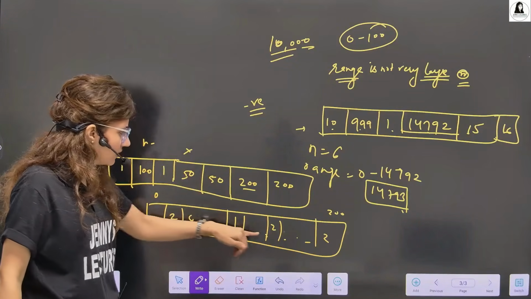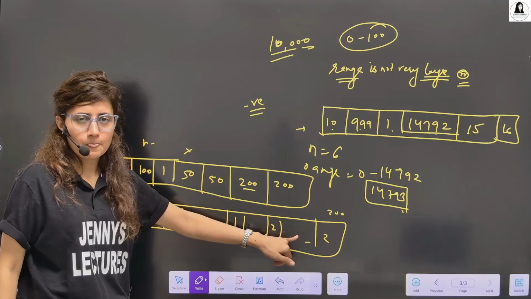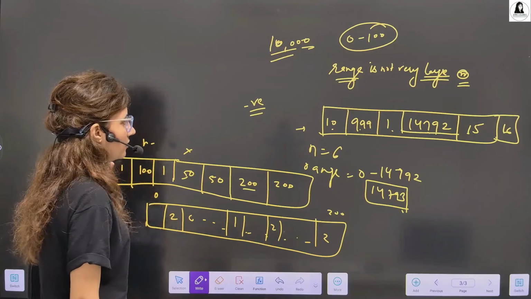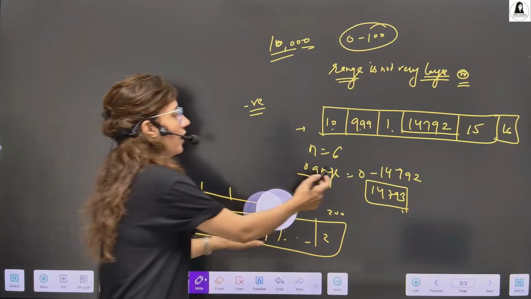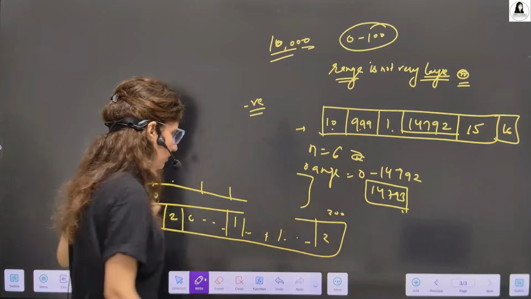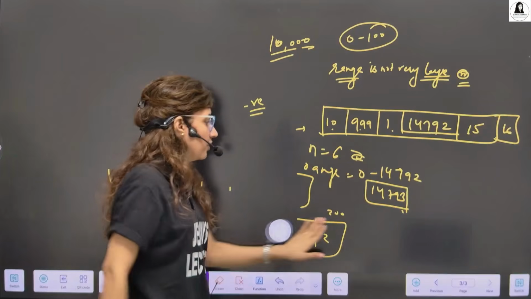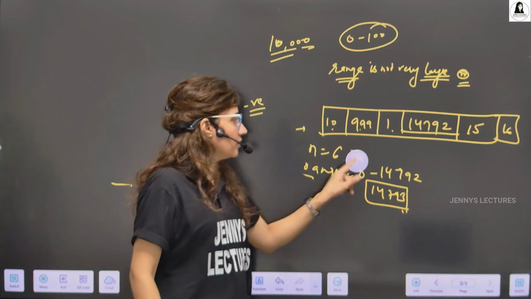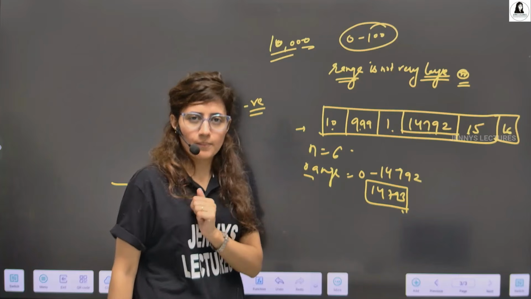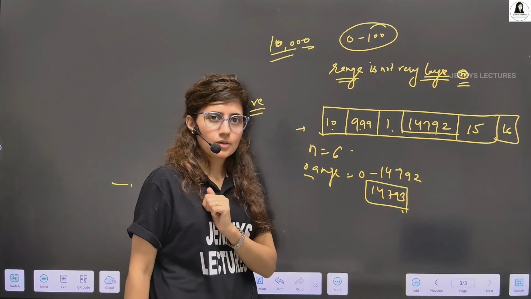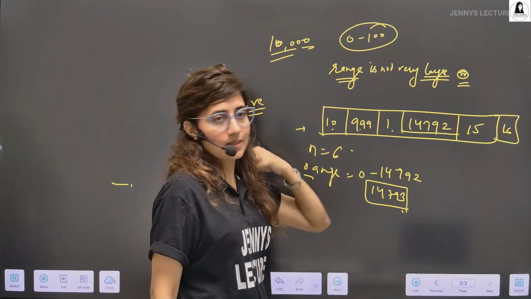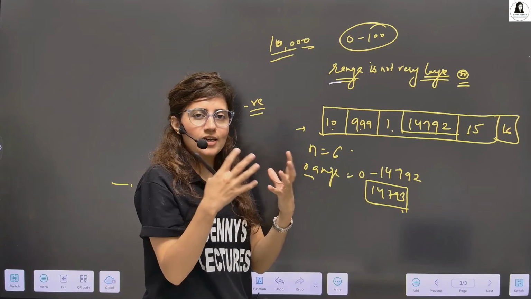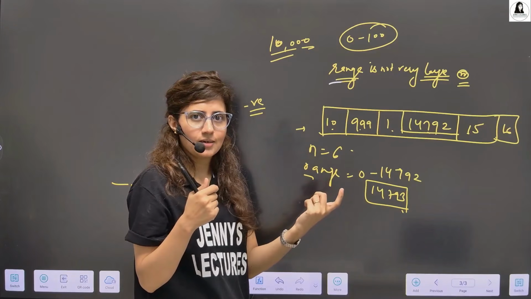Most of the space is wasted. We have 0 0 0 only. And if k is very large, then also it's a wastage of space because of the extra space you are taking. If as compared to n, k is very large, the extra count array of size k would be a wastage of memory. So these are a few constraints. It's good when the range is not very large as compared to n.